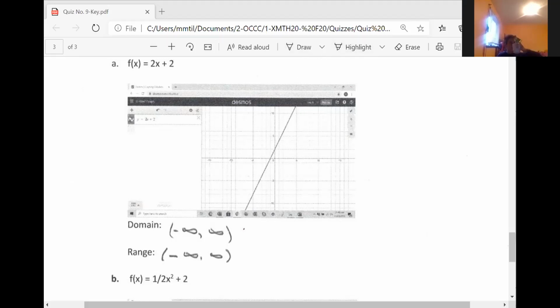Same thing with the range, which is the y values. This goes all the way down to negative infinity. It goes all the way up to positive infinity.